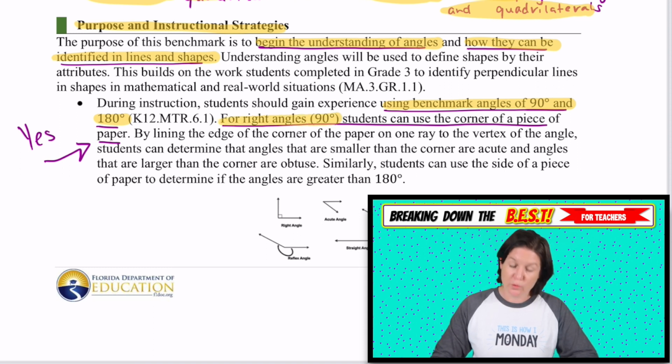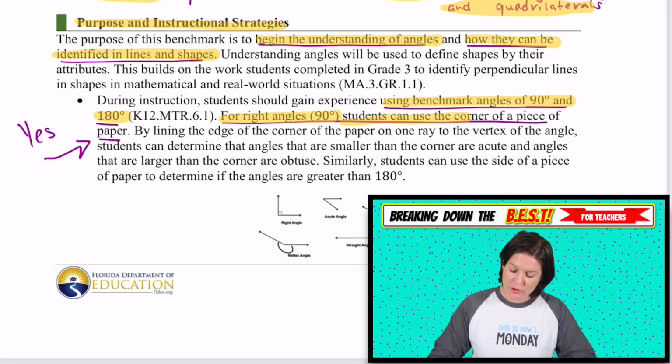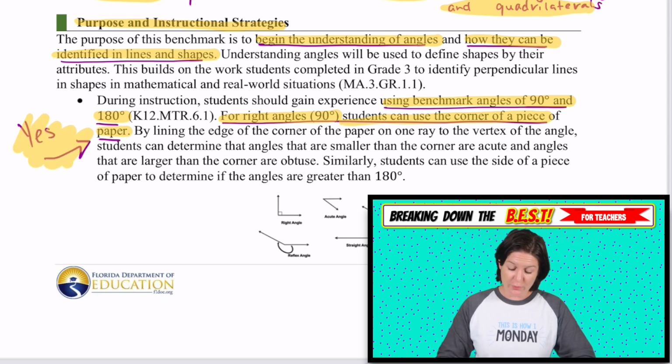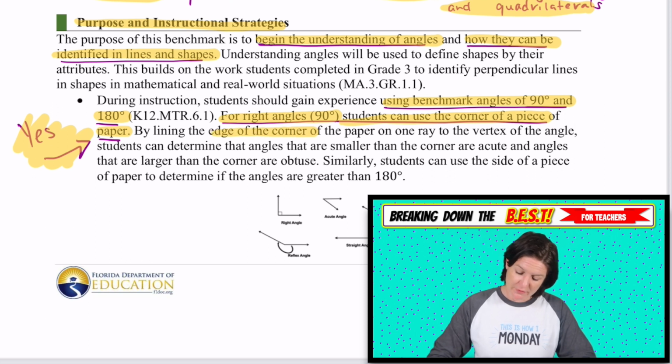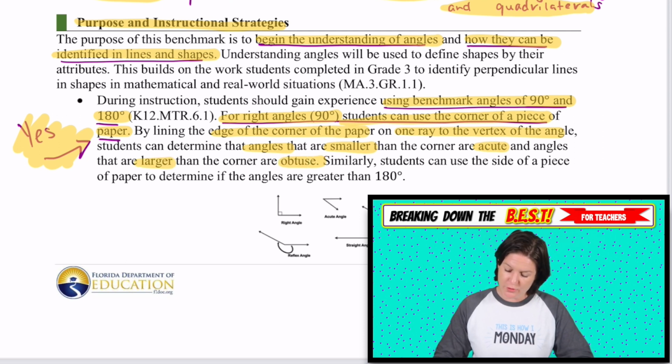For right angles, or 90 degrees, students can use the corner of a piece of paper. And I said yes to this. That's how we teach it too. By lining up the edge of the corner of the paper and one ray of the vertex of an angle, students can determine that angles are smaller, which makes them acute, or larger, which makes them obtuse.